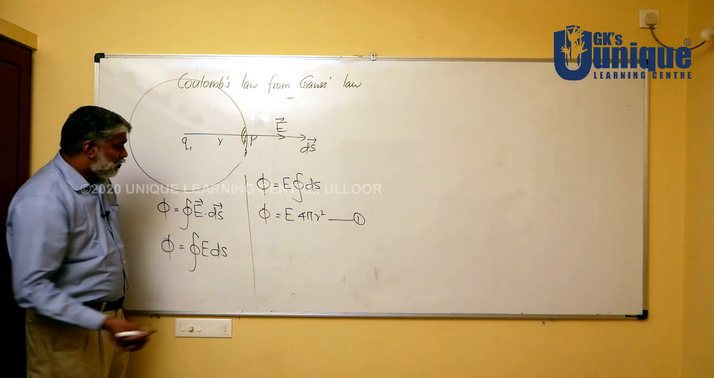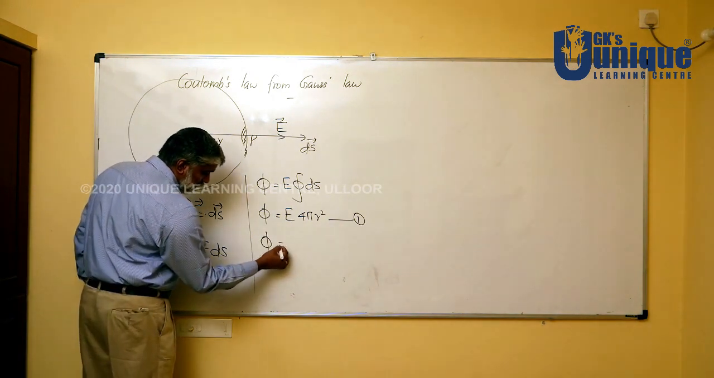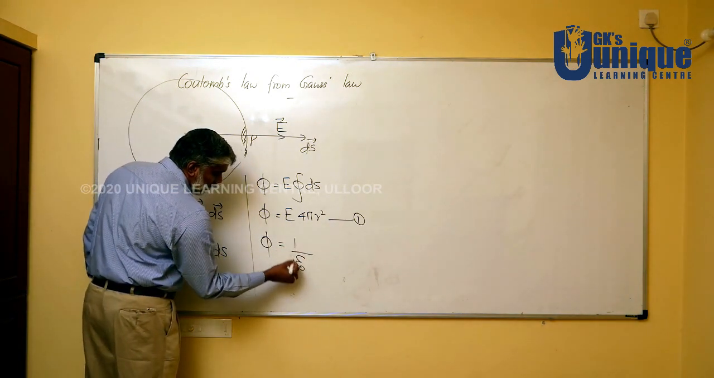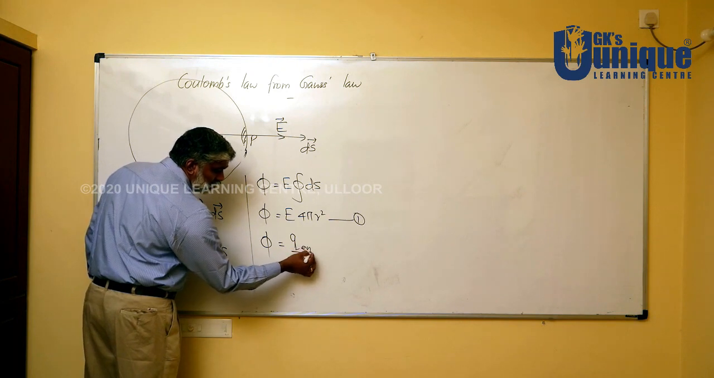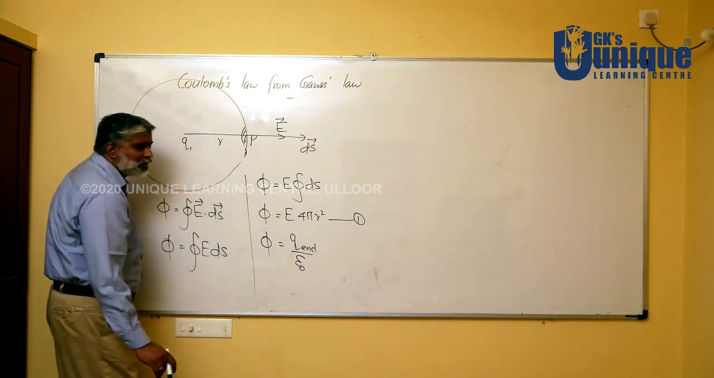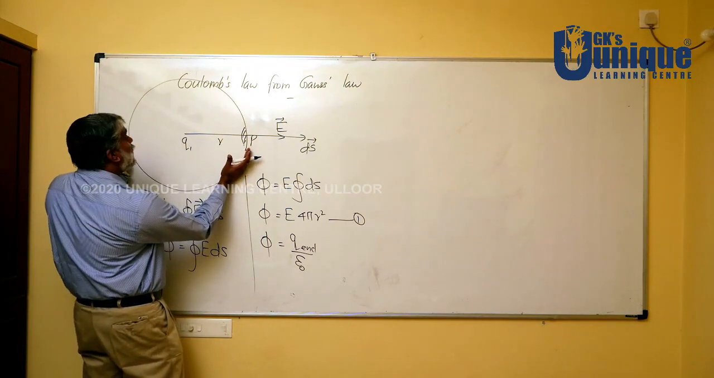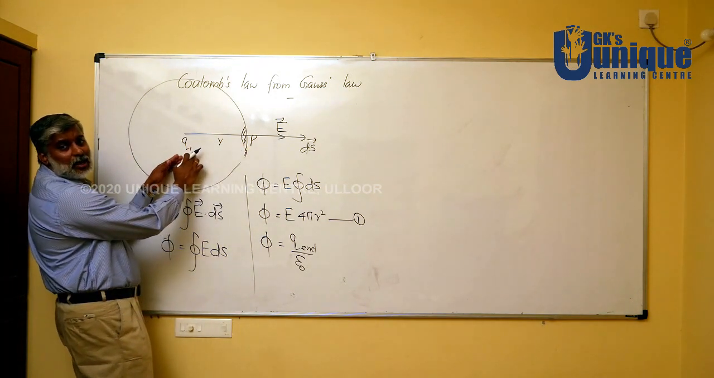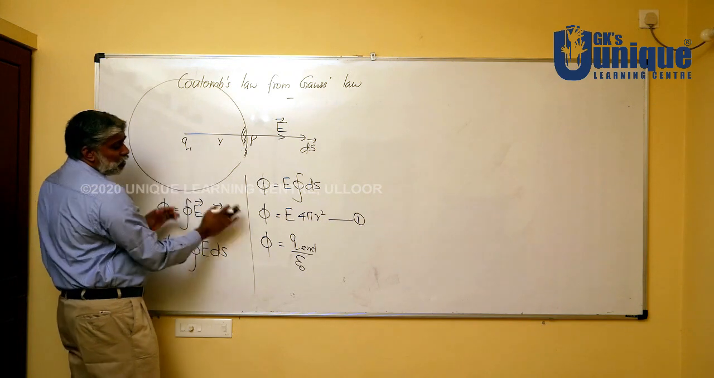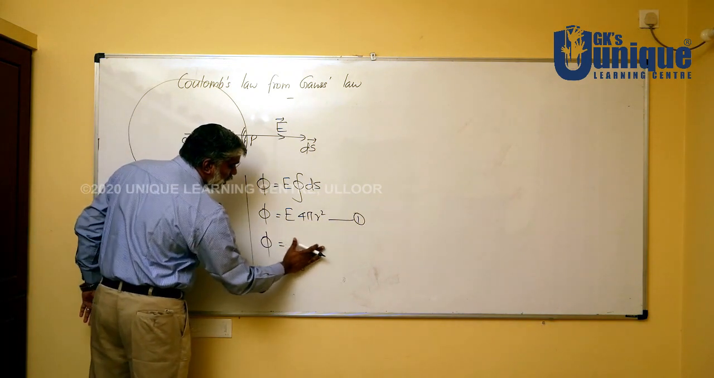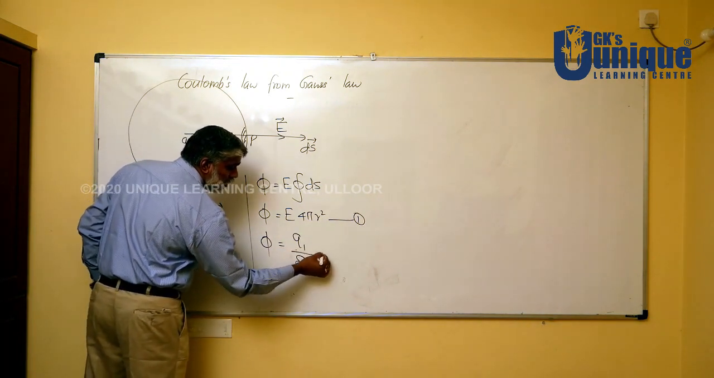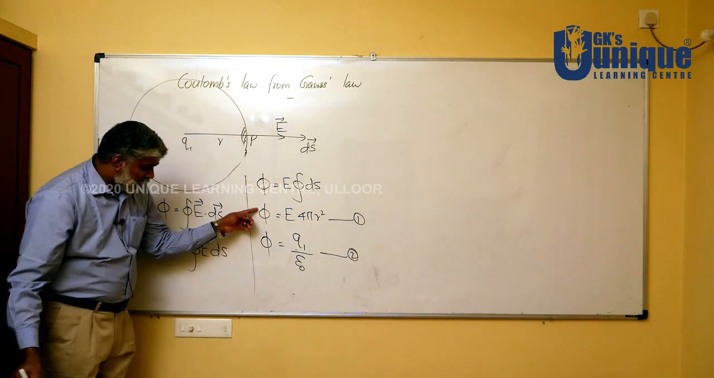Then by Gauss theorem, what is the flux? Flux is equal to 1 by epsilon 0 times the charge enclosed. Am I right? What is the charge enclosed here? This is a Gaussian surface. Charge enclosed is charge inside. What is the charge inside? Q1. So instead of charge enclosed, I write Q1. Equation number 2. LHS same.